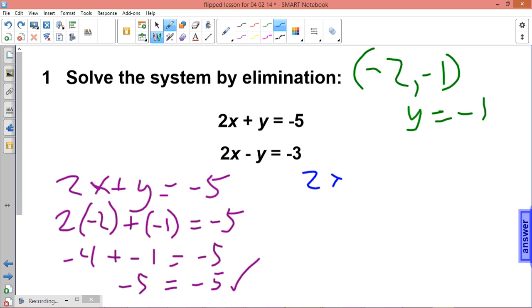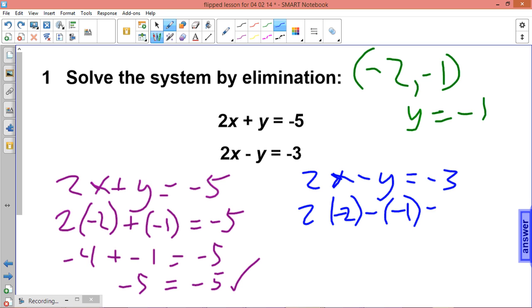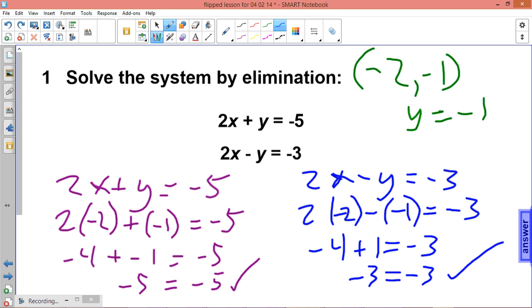2x minus y equals negative 3. So 2 times negative 2 minus negative 1 should equal negative 3. Let's see what happens. I have negative 4. Minus a negative is the same thing as plus, so negative 4 plus 1. Does that equal negative 3? It sure does. And so I'm done. And until I do this check, I cannot call myself complete.